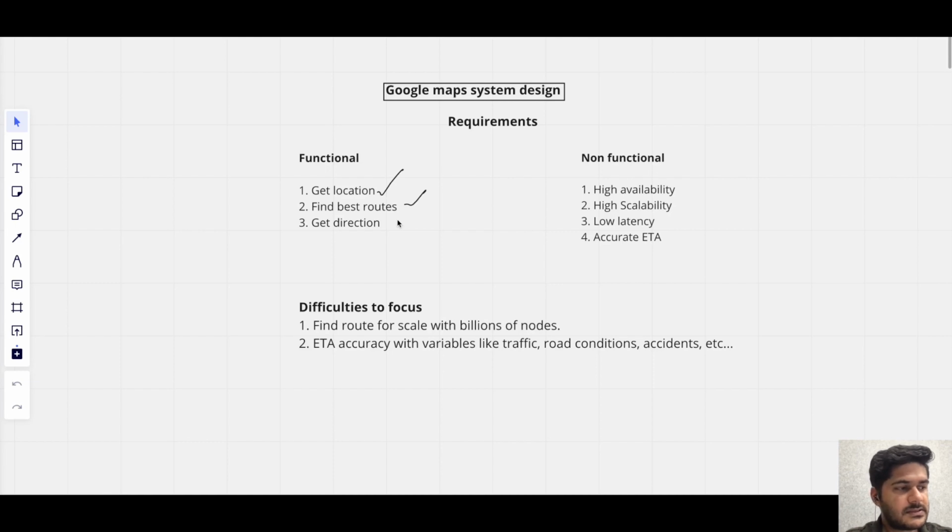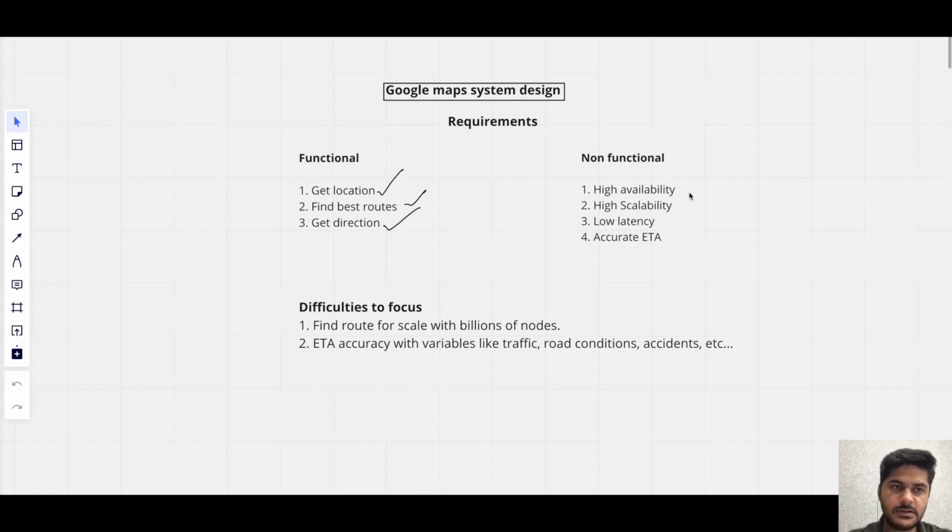And then third is, once we have the route from source to destination, the system should give us the navigation, like go straight, take left, like we see in the app. So it should be able to give us the entire navigation from source to destination. Now let's suppose we will focus on only these functional requirements. Let's see what non-functional requirements we have to think of.